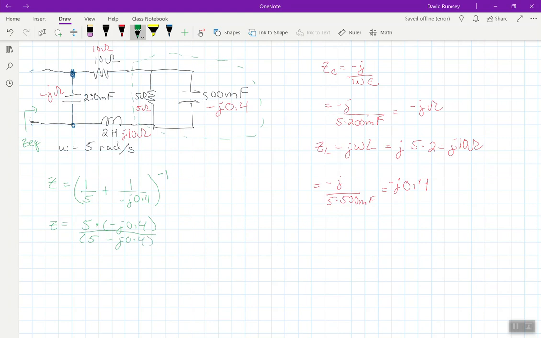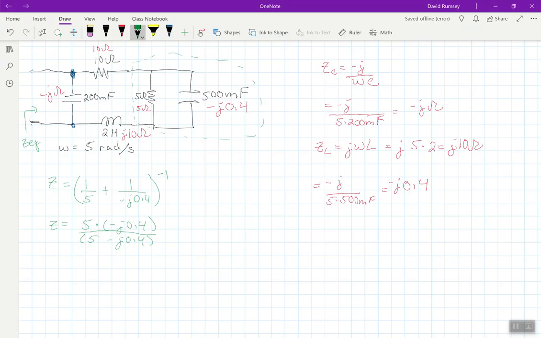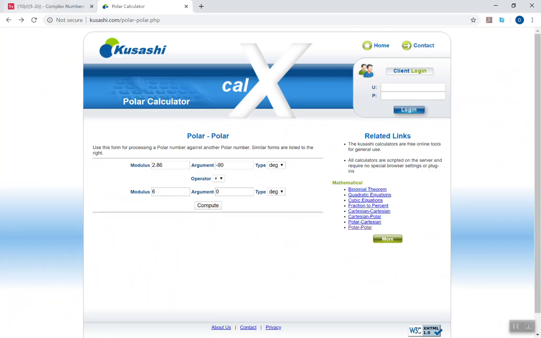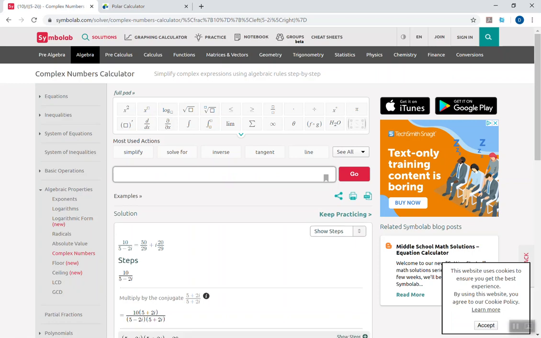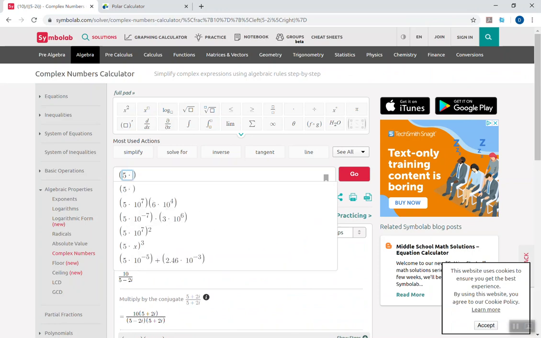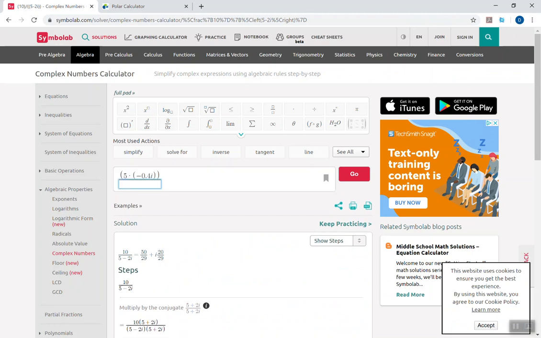So this is what I'm going to do, and I'll need to pull up my actual complex number calculator here. So we have 5 times negative 0.4 i, divided by 5 minus 0.4 i.